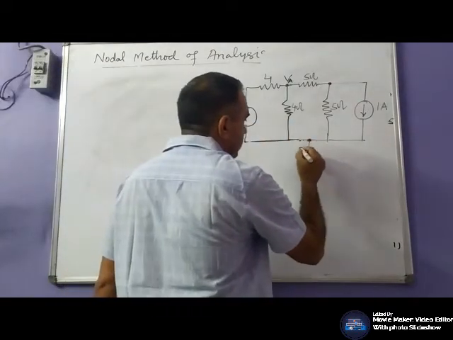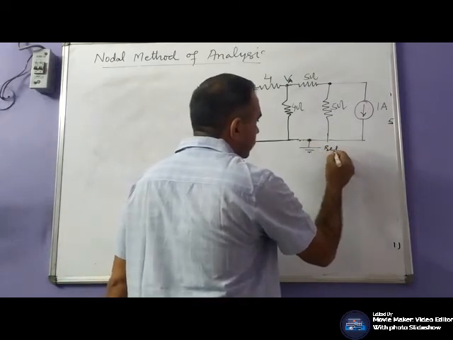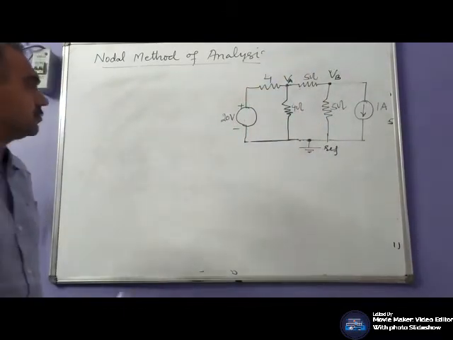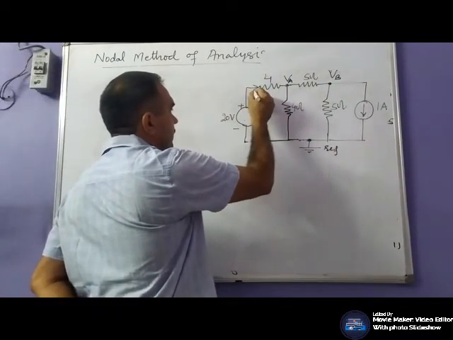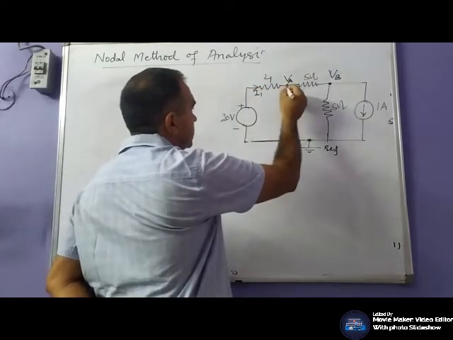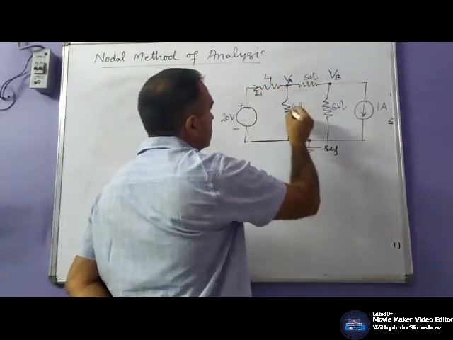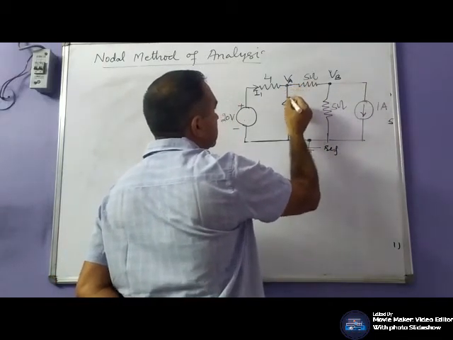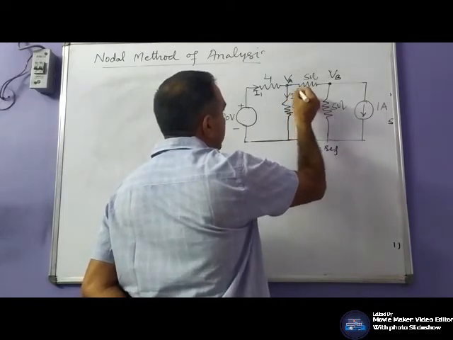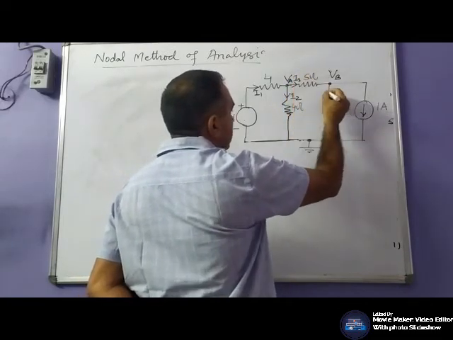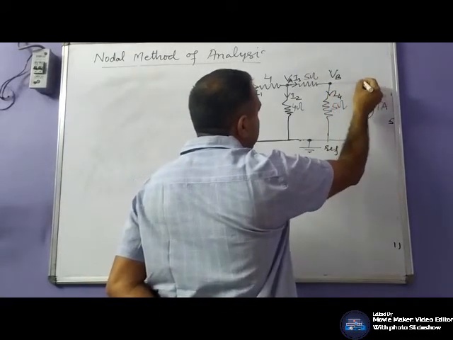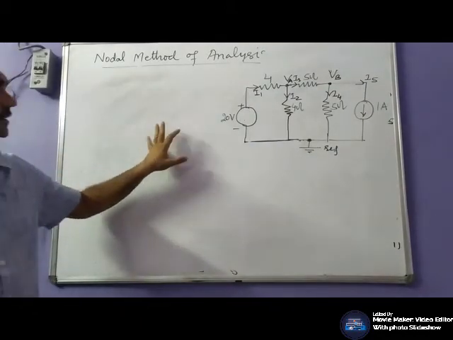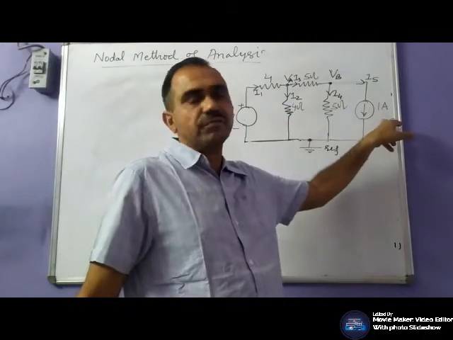So we have taken this as the reference node. Now mark the currents: I1, this one is I2, I3, I4 and I5. One thing is clear, I5 is 1 ampere.